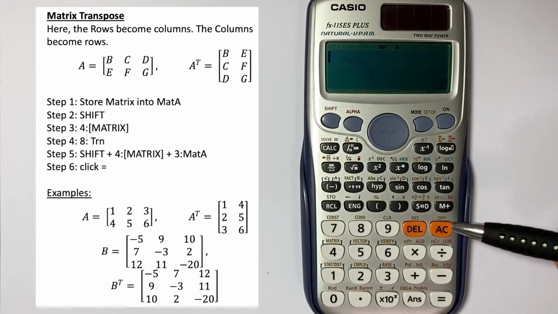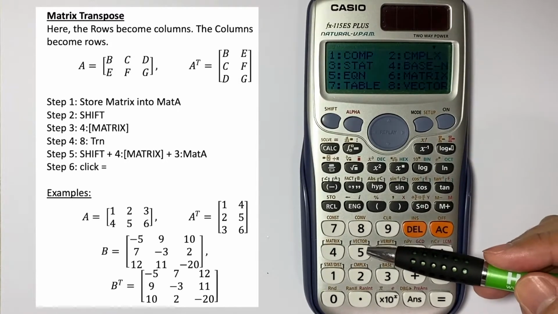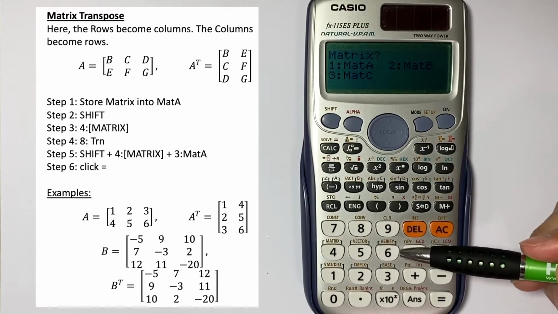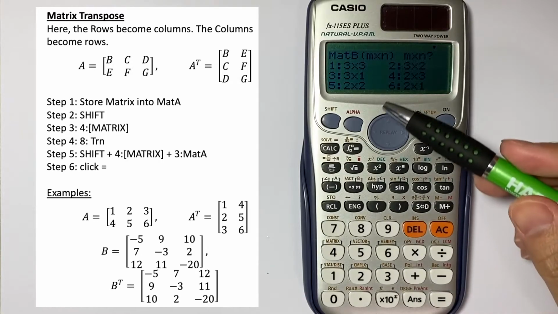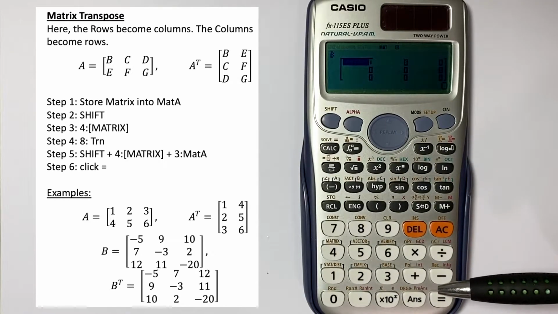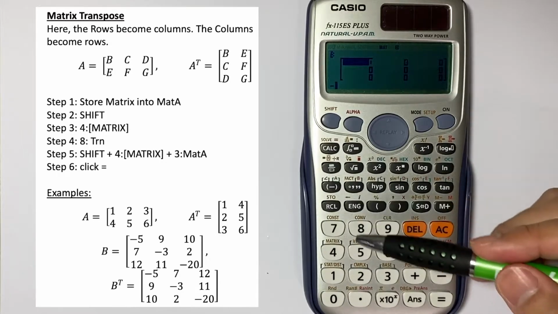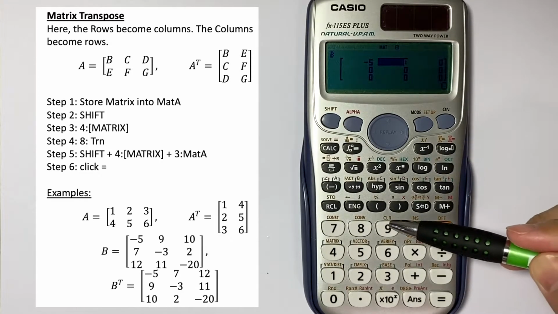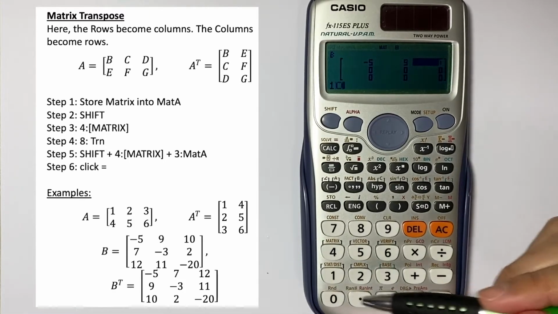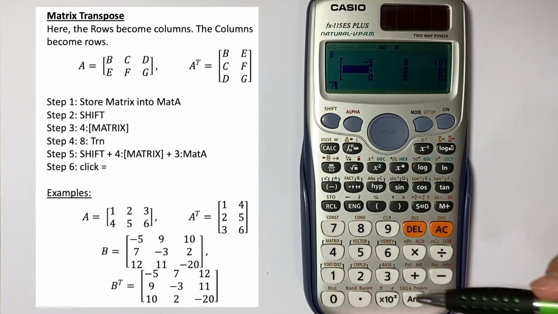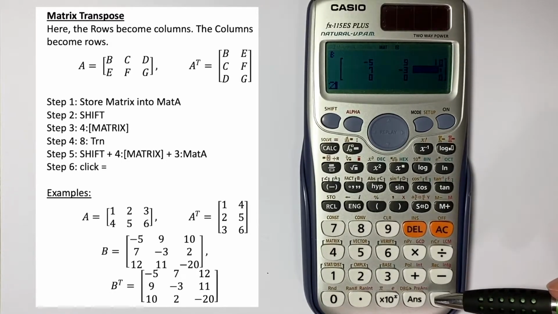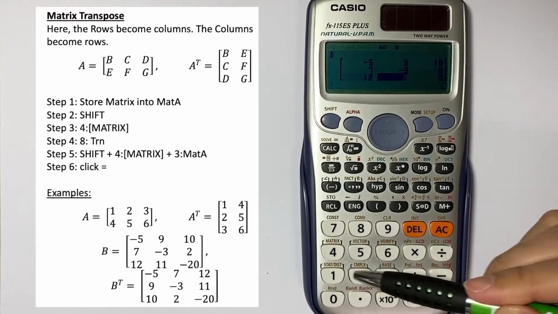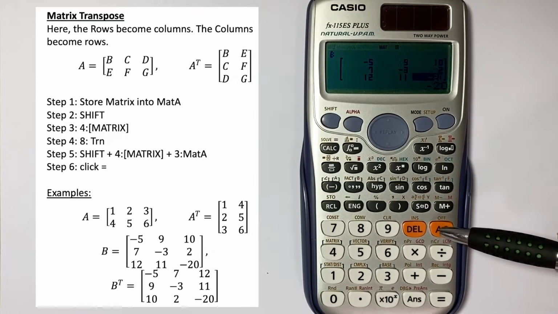Another example is a 3 times 3 matrix. So here we go to store the matrix 6, then we store matrix number B. And this is going to be 3 times 3, so we select number 1. And here we're going to enter the numbers -5, 9, 10, 7, -3, 2, 12, 11, -20. Okay, make sure we save it.